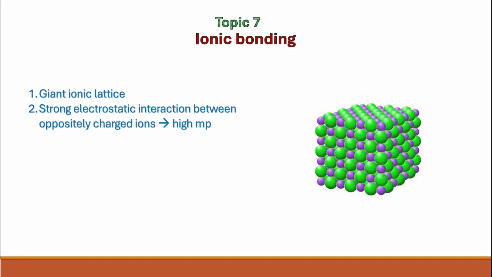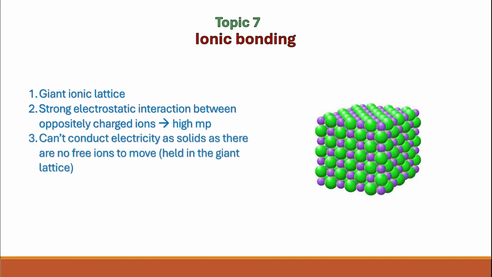The type of question they would ask you is why this ionic compound? They're not going to say that this is an ionic compound, but they're going to ask why it has a high melting point. So you have to refer that it's an ionic compound. It has a strong electrostatic interaction between oppositely charged ions, and there's a giant ionic lattice, and then they need a lot of energy to break the bonds. So it has a high melting point.